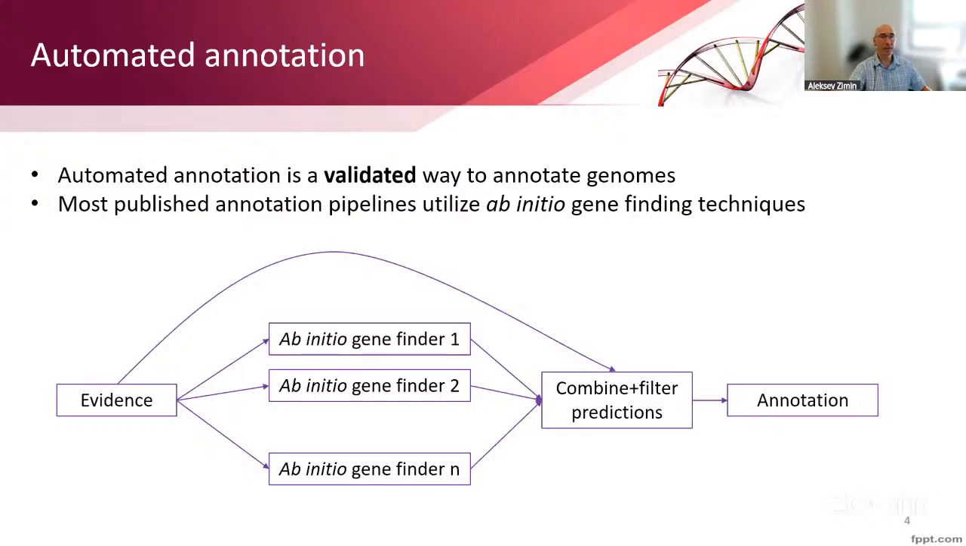Typically, most published annotation pipelines use ab initio gene finding techniques. That is, they use evidence, be that protein alignments or RNA-seq data, to train one or more ab initio gene finders. Then they combine the gene predictions and again use evidence to filter them to eliminate spurious predictions. And then finally, this results in annotation.